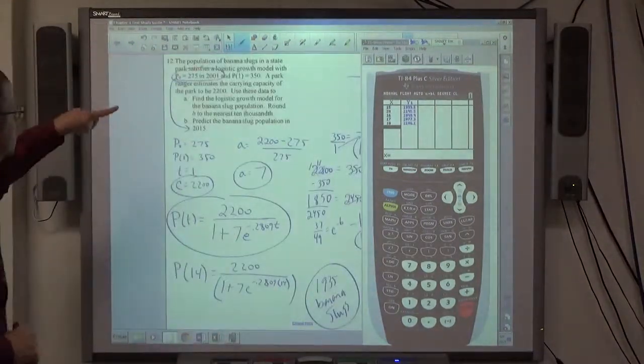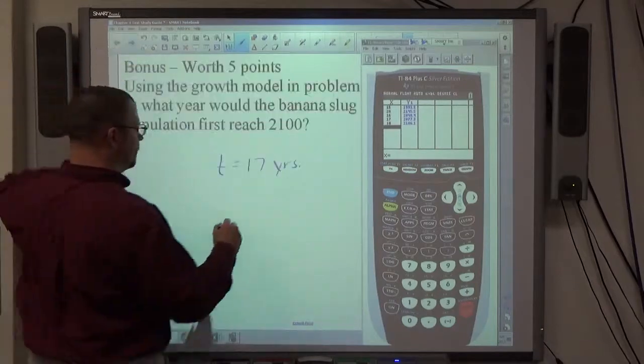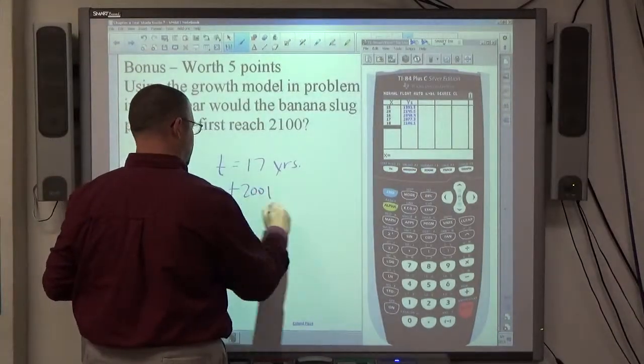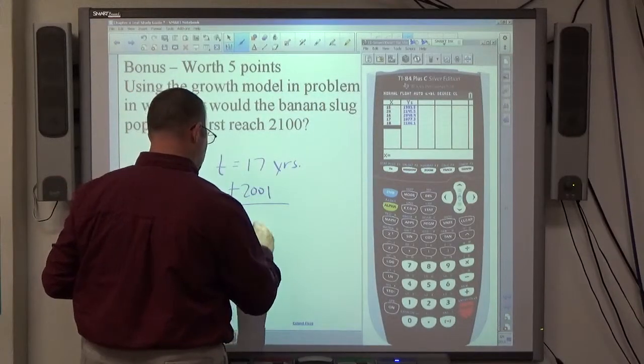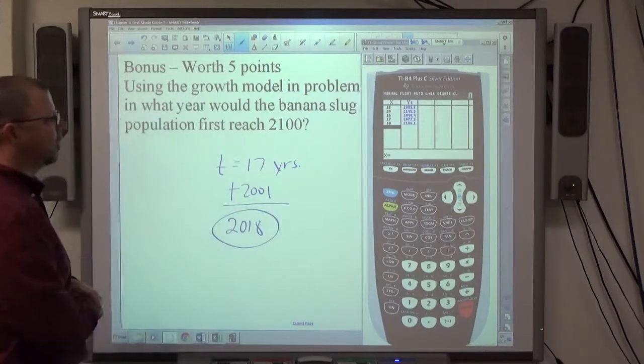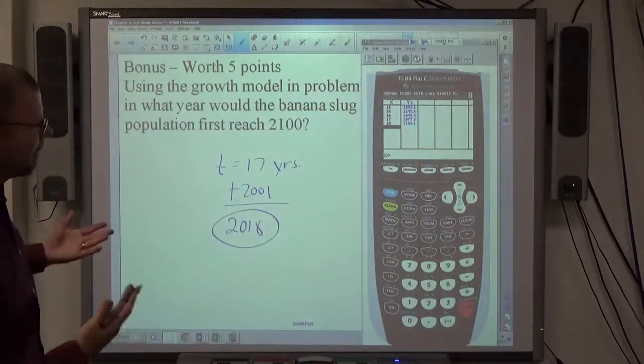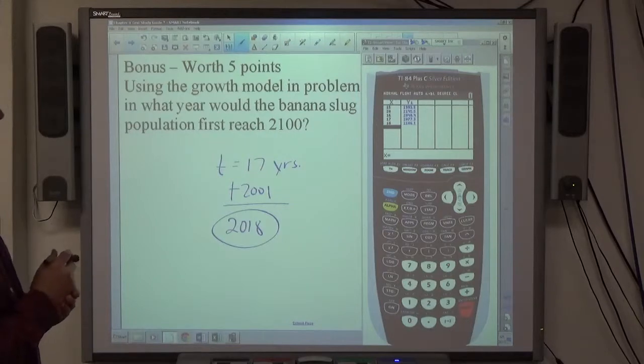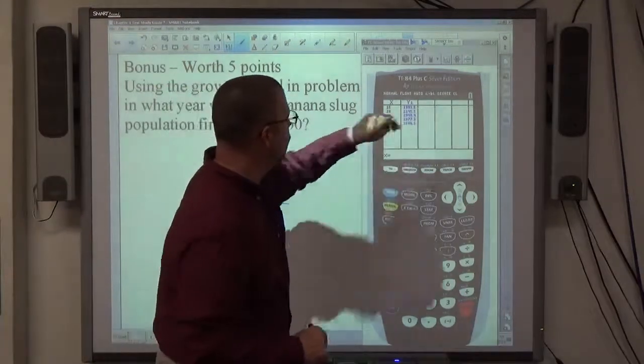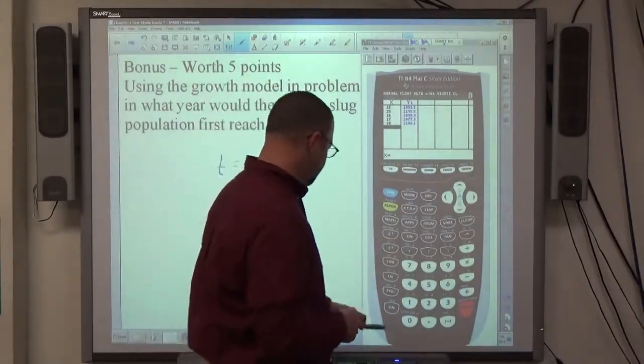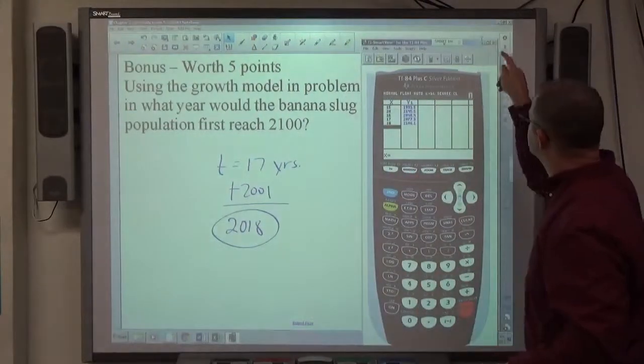And we started in 2001, so that gets us 2018 will be the first year the population reached 2,100. Again, somewhere within the year 2018. By the time it's 2019, it's over 2,100. So that will be the answer I'm looking for there.